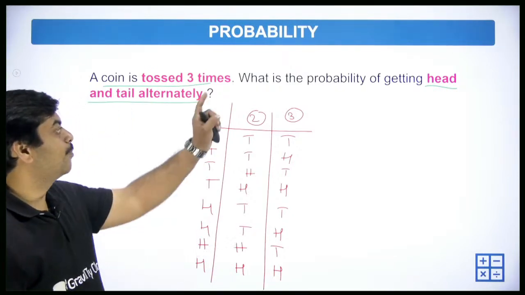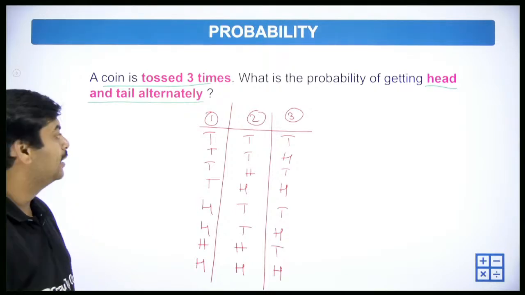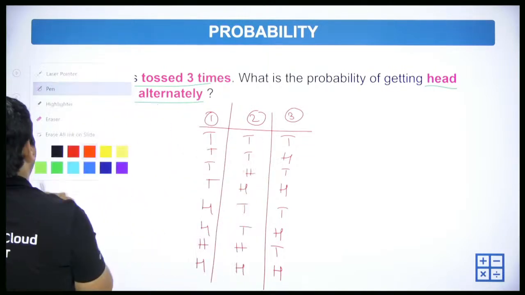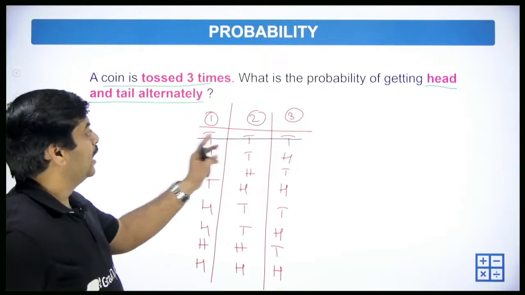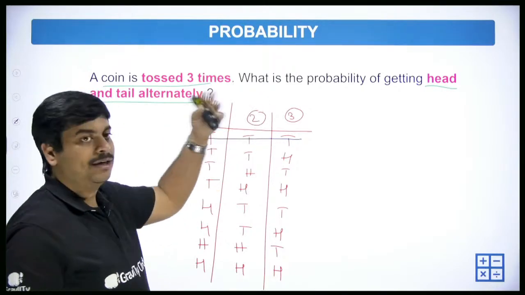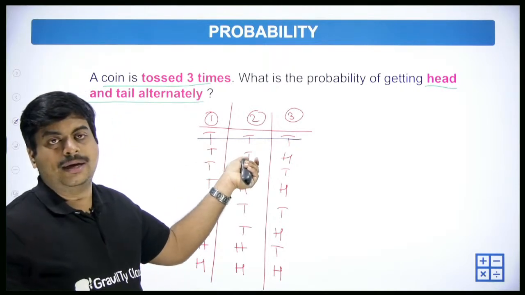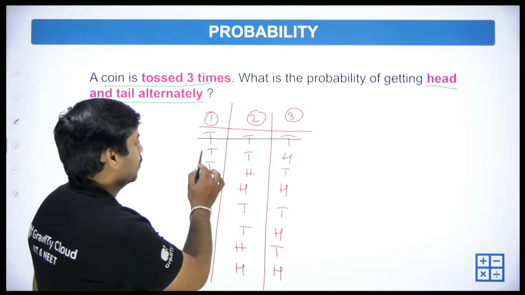Now, what is the probability of getting head and tail alternately? So you can see here, these are all tails. No, that will not happen. That will not count for us. So this is wrong. Tail, tail, head: here, tail to tail, we are not getting any difference, right? Tail to tail is not alternate. So even this is wrong.